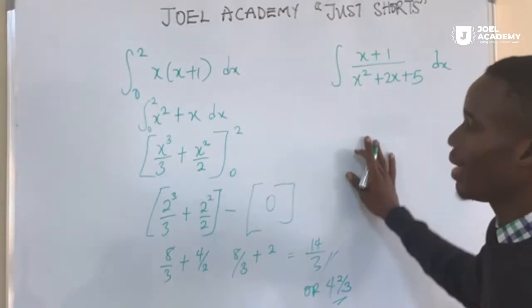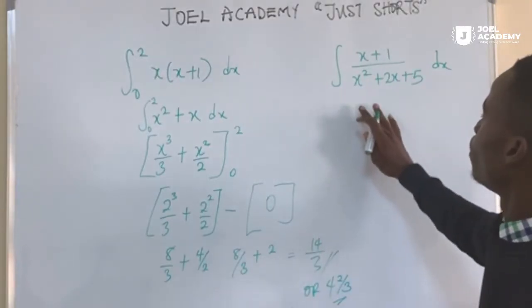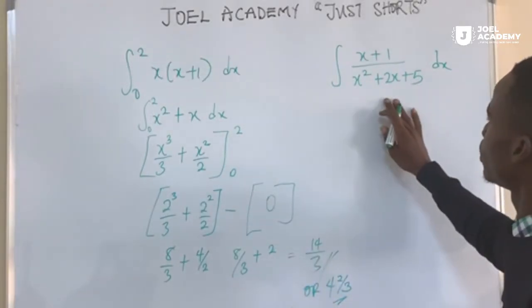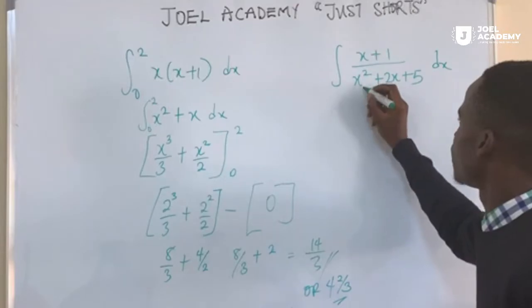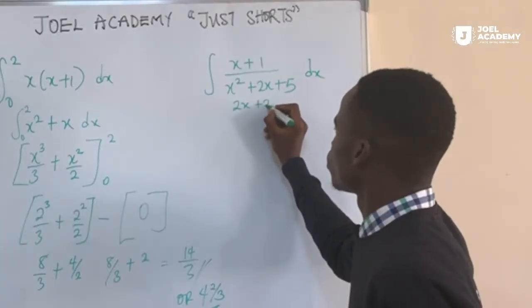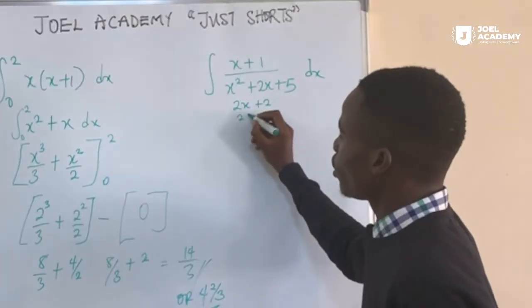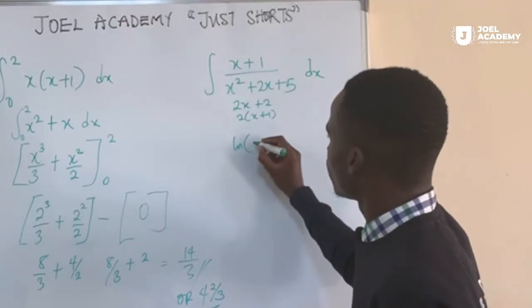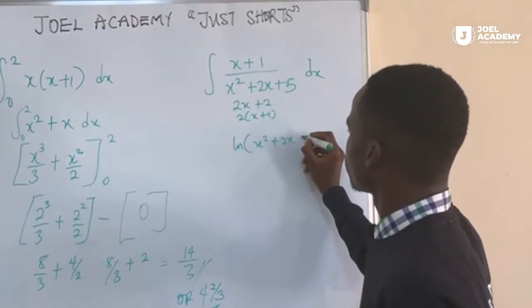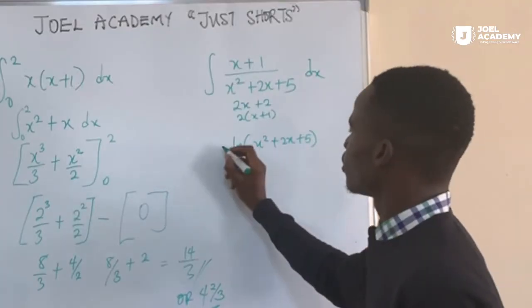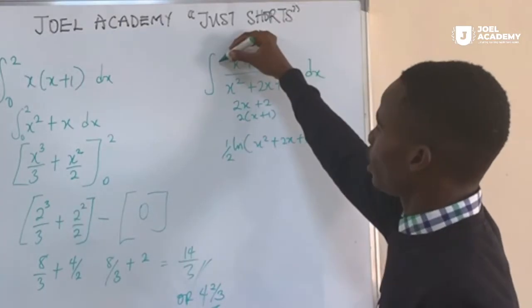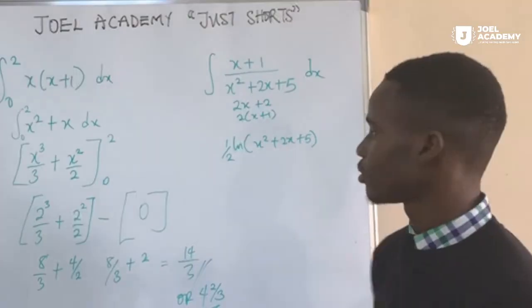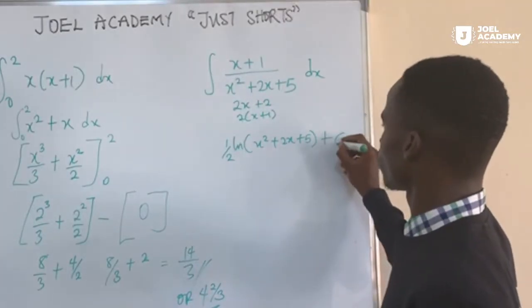So let's move to this particular one. I told you when you have something over something and you're integrating, check out for this: if I differentiate this, will it give me something that looks like this? So let's differentiate. We're having what? 2x plus what? 2. It looks like it because if you factor out 2, we're having what? X plus 1. So our answer will be what? Ln of x squared plus 2x plus 5. But then we'll be having 1 over 2. You know, 1 is here and then we have 2 here. 1 over 2. So do you understand, right? It's as simple as that. Plus C. Let's not forget.